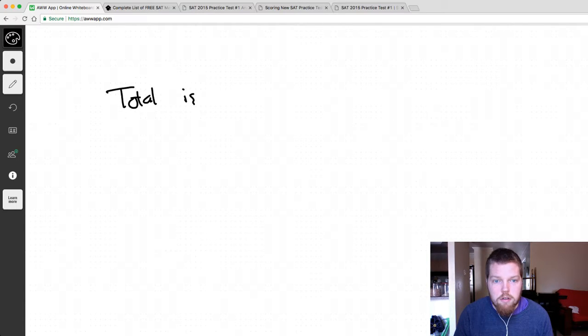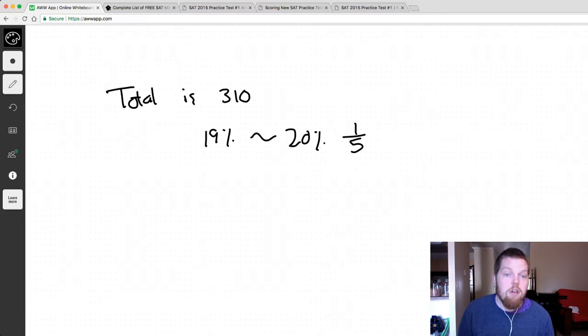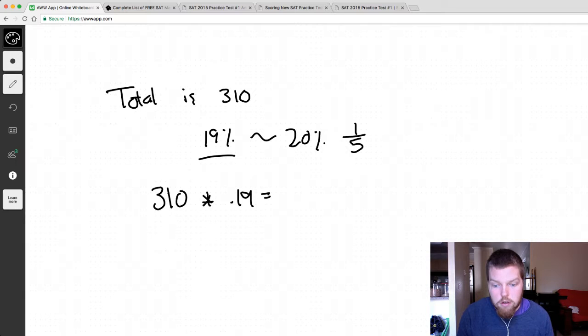is 310 students, and they want 19%. So what I was saying is that if we wanted to estimate, 19% is about 20%. So look for something that's about 1/5 of the total, which is 310. But since we can use the calculator, they're saying the total is 310, and they want a number that's 19%. So let's just plug that in on the calculator since we have it. 310 times 0.19 is what? 310 times 0.19 is 58.9.